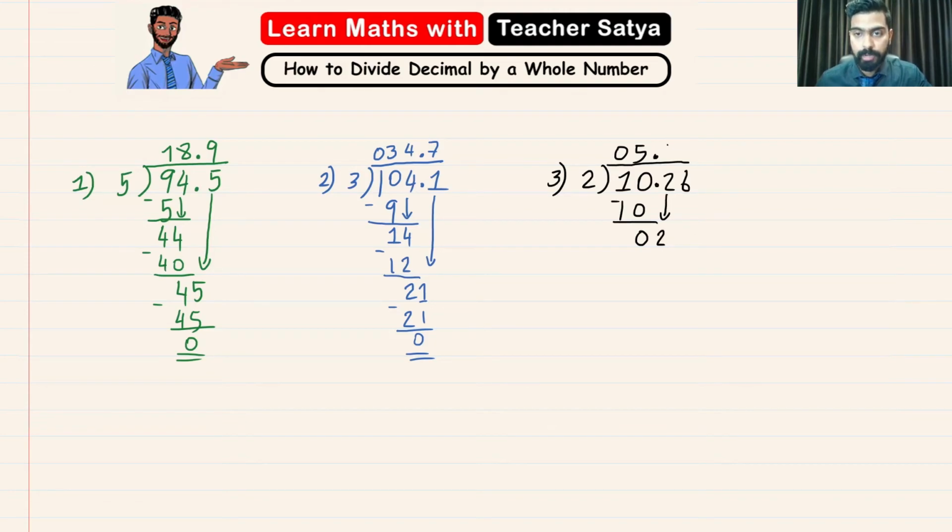Now 2 times 1 will give us 2. 2 minus 2 is 0. And finally, I'm going to drag down the final 6. And we know that 2 times 3 is equal to 6. And 6 minus 6 is equal to 0. Alright guys, and that is how we would divide decimals by a whole number.